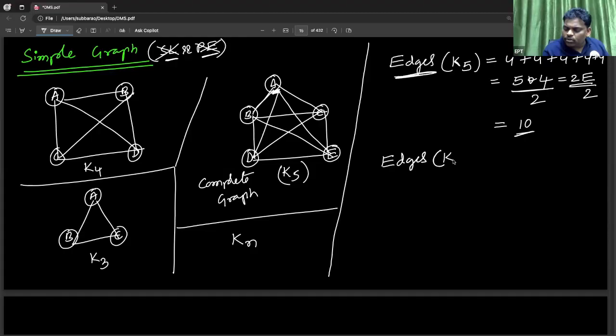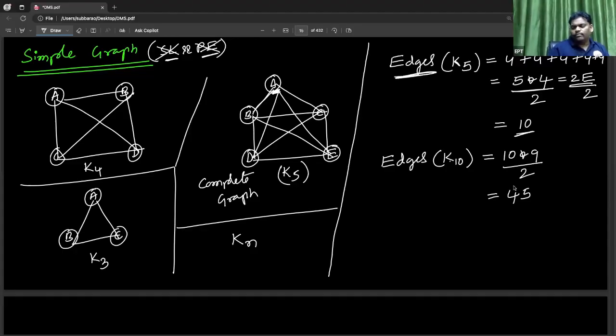The number of edges possible in K10 is equal to, what is the answer? 9, 9, 9, 9, 9, 10 times. So 10 people, every one has degree 9. But this is the sum of degrees, which is nothing but 2e. I want e, so divide by 2. So 90 by 2 is 45. 45 edges are there.